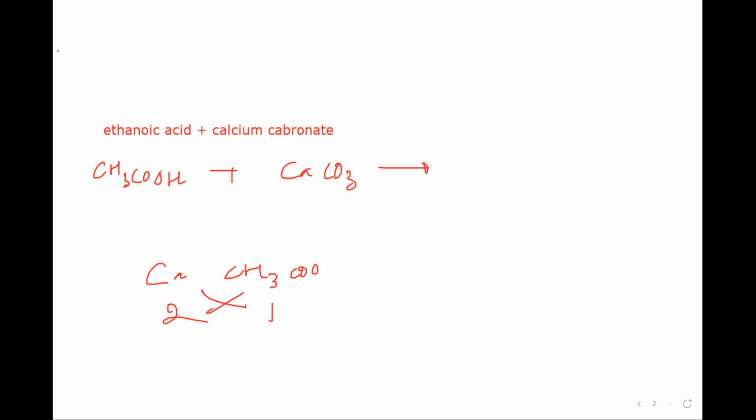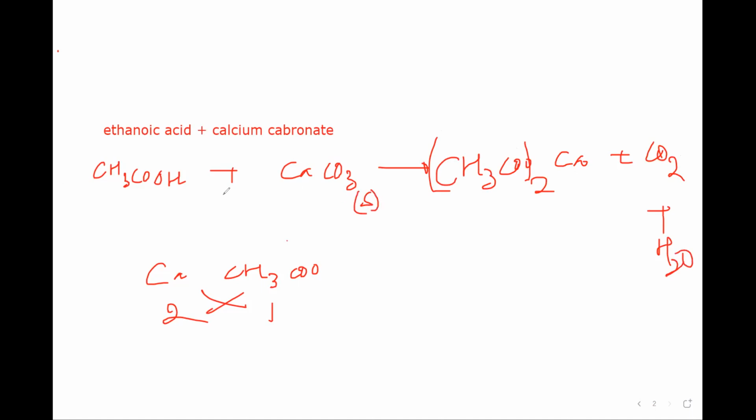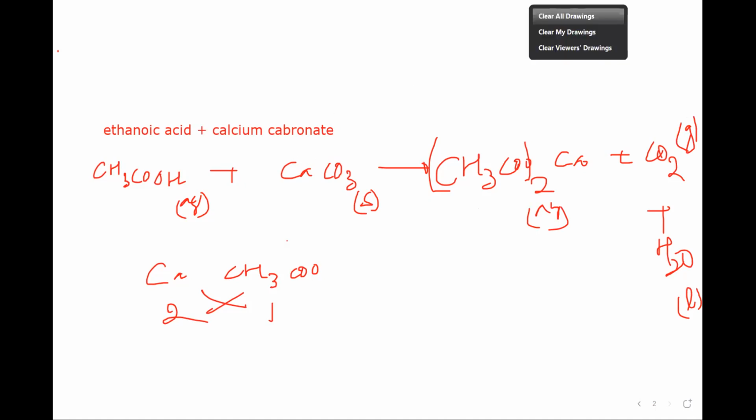Okay, I'm done. So did you write it as CH3COO and calcium and 2 here like this? Okay, so this is solid, calcium carbonate solid. This is aqueous. Again, this salt formed would be aqueous. Carbon dioxide is a gas, water liquid. Okay, clear?